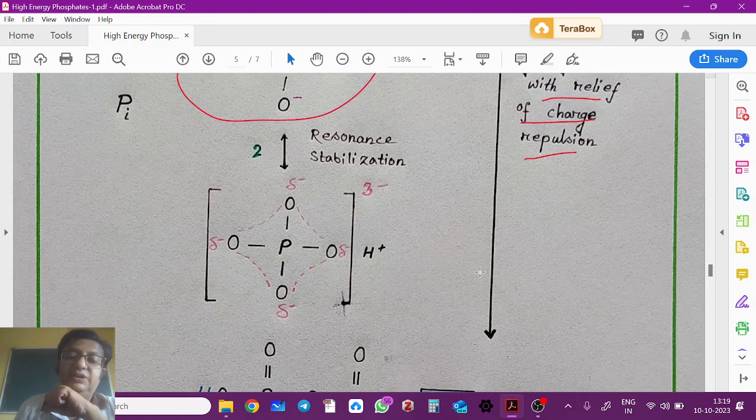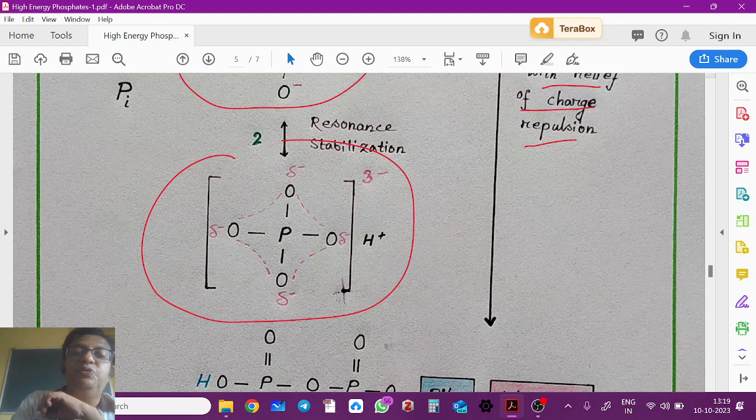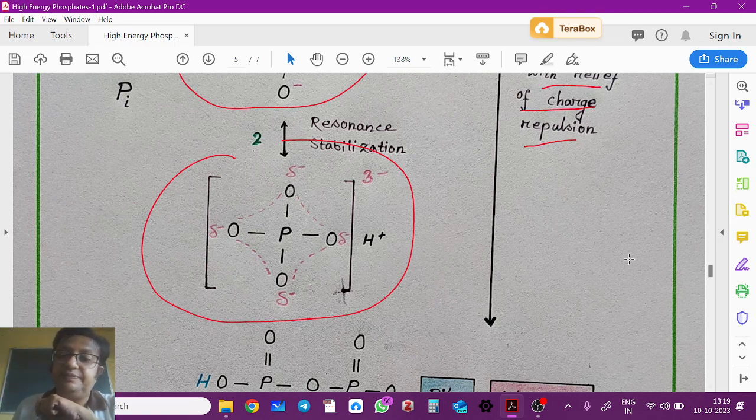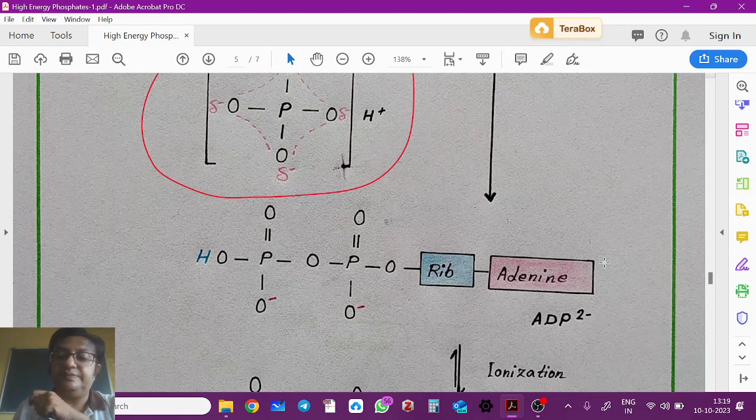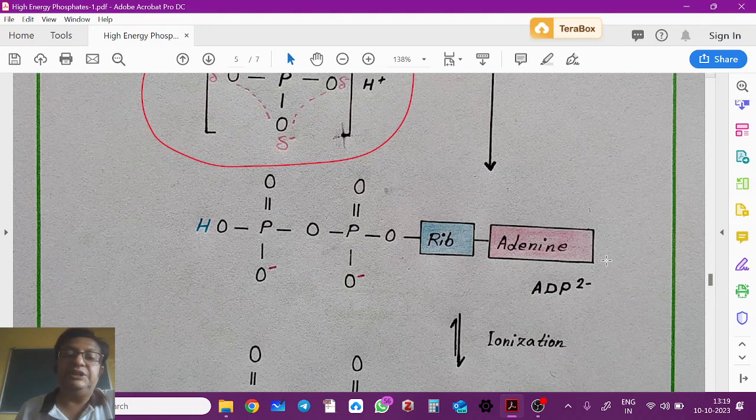So in the next photo you can see all the double bonds have moved away and all the four become delta minus in that orthophosphate. This is resonance which is taking place in the phosphate. Then ionization, which is taking place.